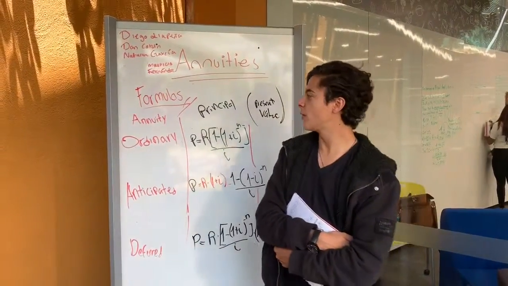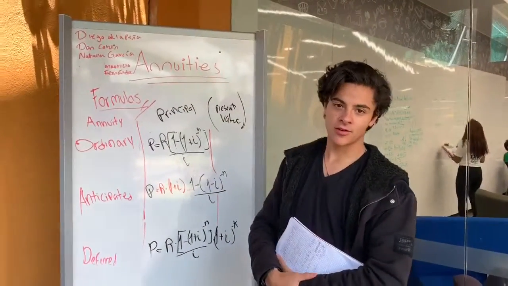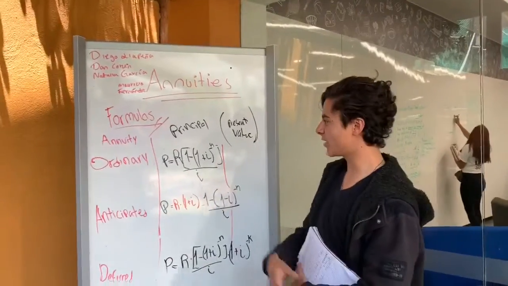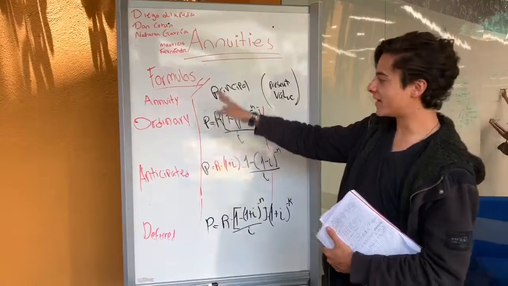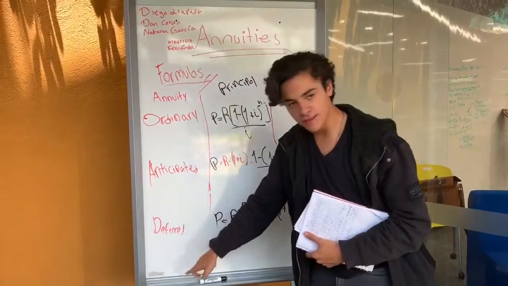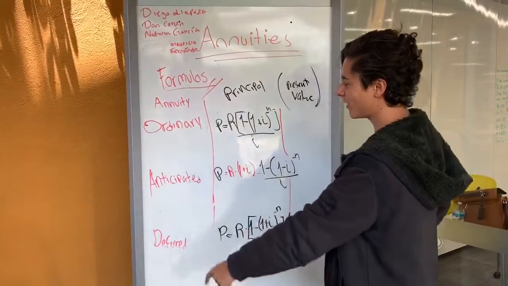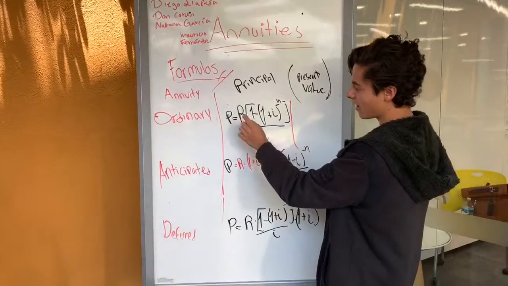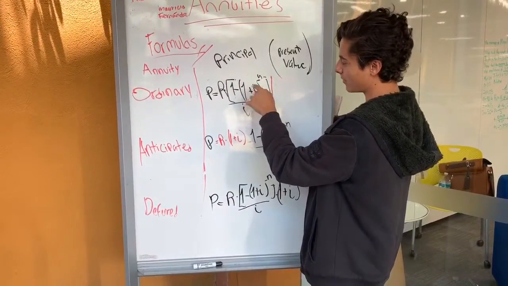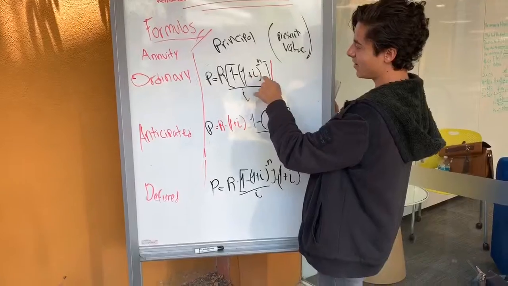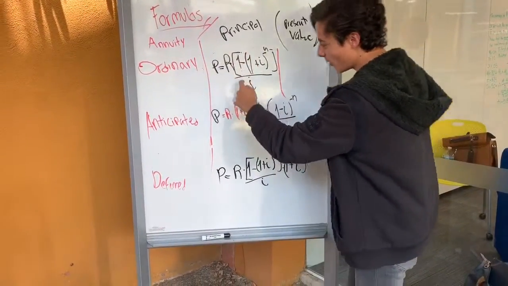When in the problem you're asked to get the principal or the present value, or when you have the principal or the present value and you have to get one of these, depending on the type of annuity, you have to use three different formulas. The first will be the ordinary. The ordinary is P equals R times 1 minus 1 plus interest to the power of minus the number of periods, over the interest.